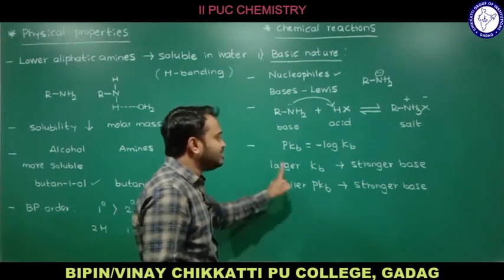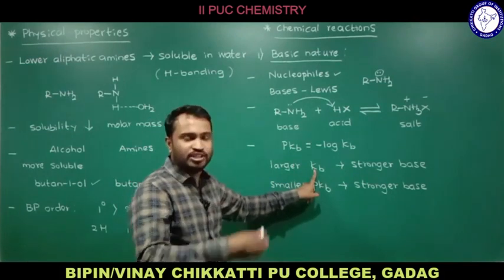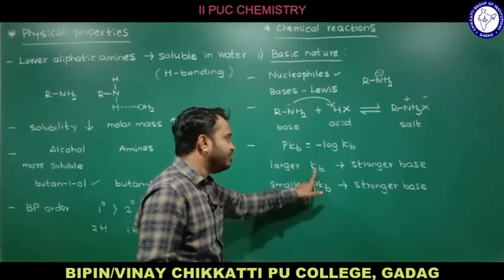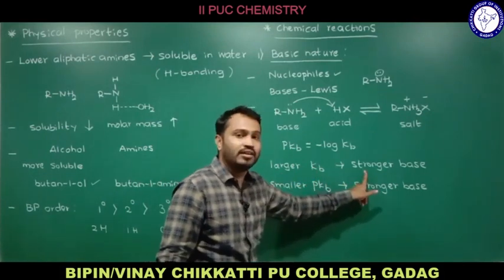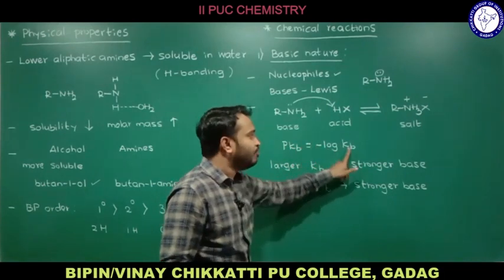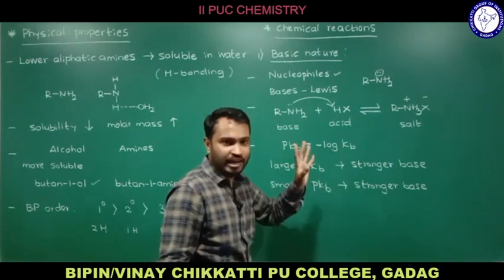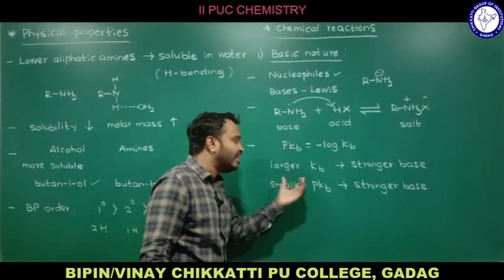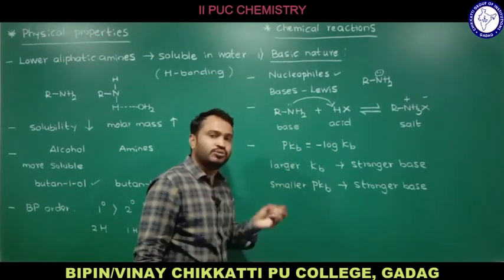See here, the larger the value of Kb, the dissociation constant of the base, the stronger the base. And since pKb is equal to the negative logarithm of Kb, because of that reason, if you consider pKb values, the smaller the value of pKb, the stronger the base.